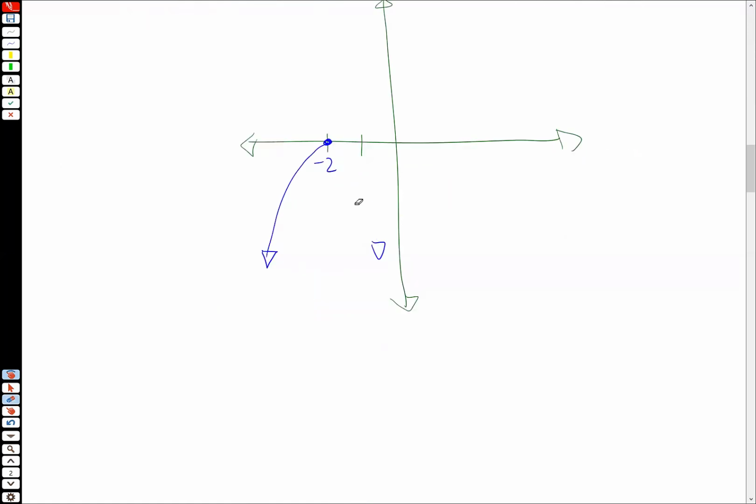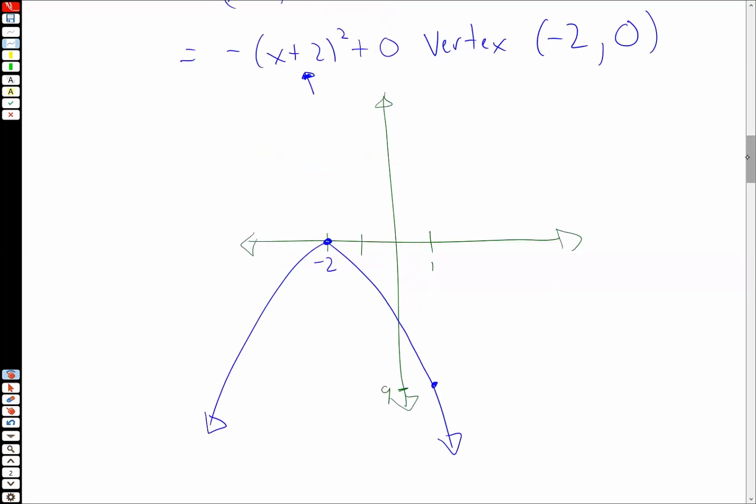So I'm going to make this a little bit more precise. So here's 1, and let's pretend 9 is all the way down here. And so we get this parabola that looks like this. The more points you have, the better the sketch is going to be. But in any case, here's a sketch. If you follow these steps, you should be good to go.